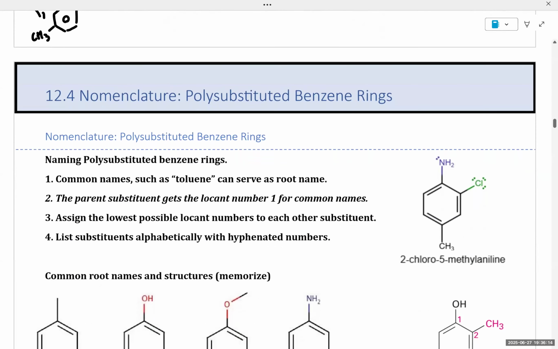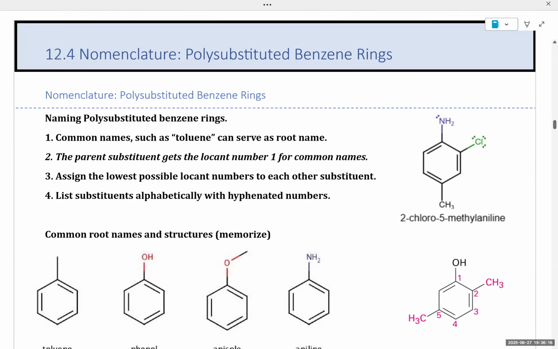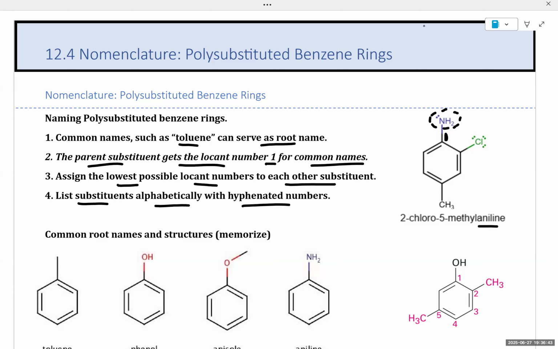Okay, let's talk about the nomenclature rules for polysubstituted benzene rings. Common names such as toluene can serve as the root name. The parent substituent gets the locant number of 1 for common names. So for example, if you're looking at an aniline ring, the carbon attached to the aniline nitrogen is locant number 1. You then assign the lowest possible locant numbers to each other substituent and list substituents alphabetically with hyphenated numbers. So for example, in this case, we have a chloro group at the 2 position, a methyl group at the 4 position. So this would be 2-chloro-4-methylaniline.